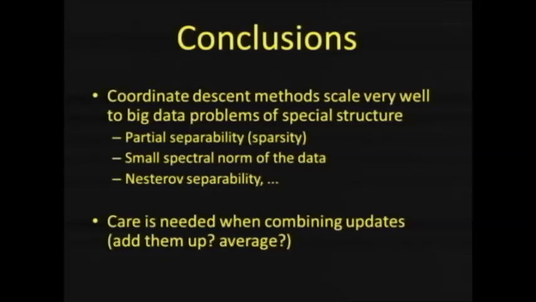So coordinate-descent methods scale very well to big data applications and problems, but you have to be very careful. Should you add up the updates? Should you average them up? You have to look at the structure of the function to see whether you should add up the updates, average, or do something in between. You would like to add them up. And there are lots of structures: partial separability, small spectral norm of the data, nested separability. Those were the two things on the list which I didn't talk about.